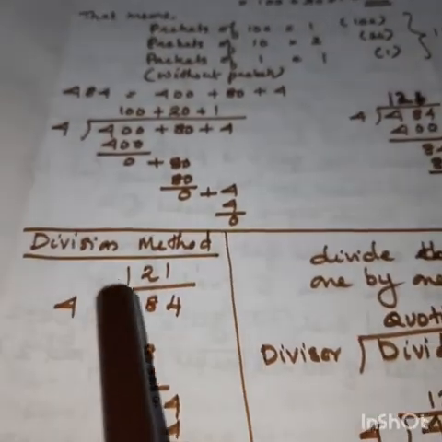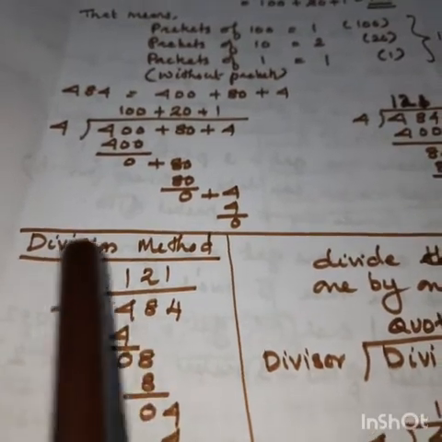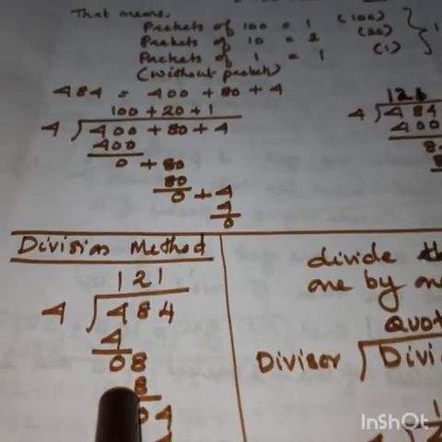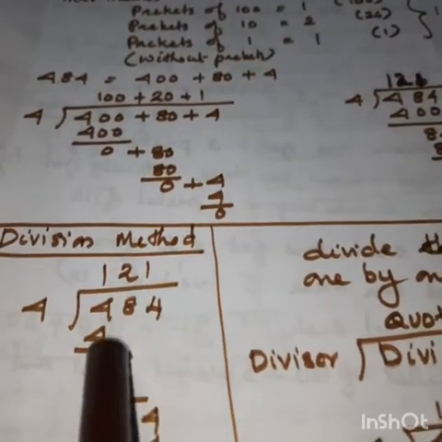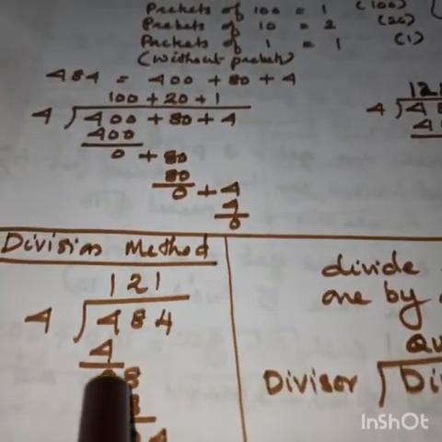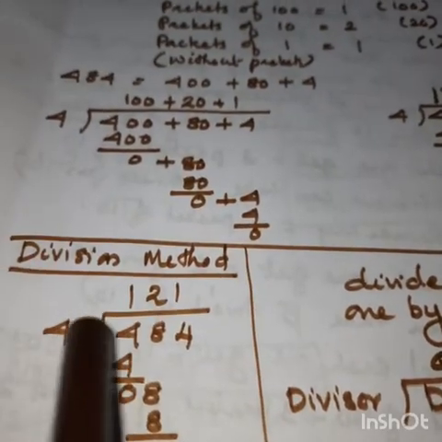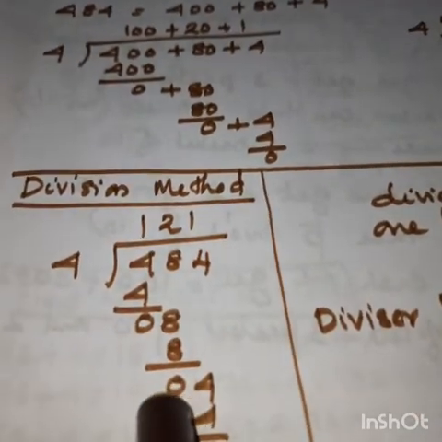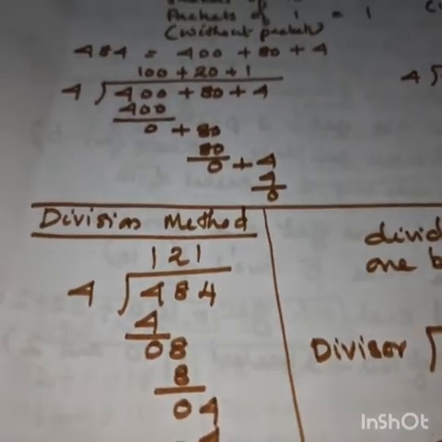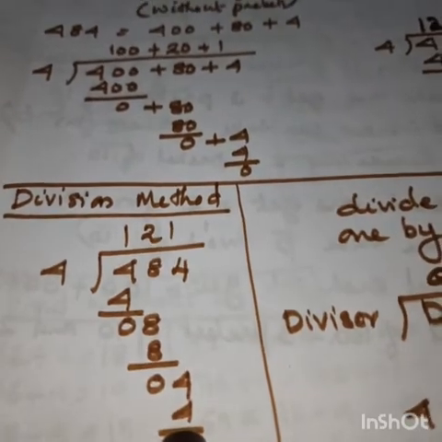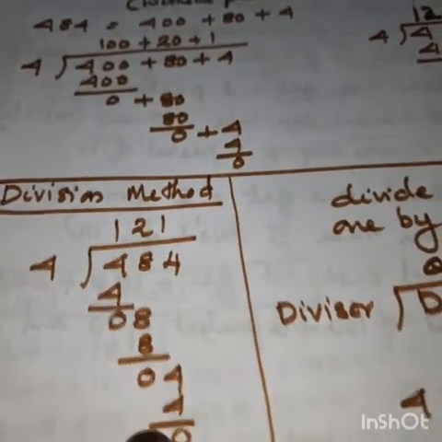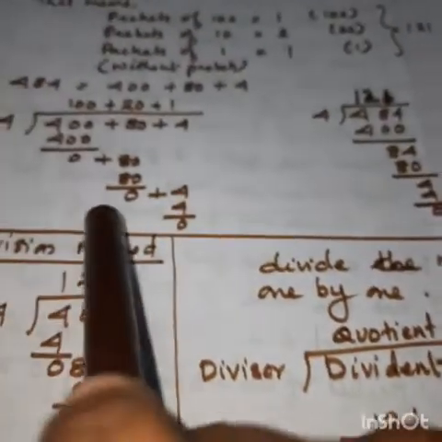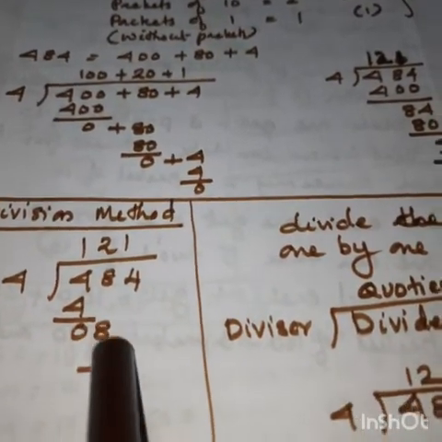In 4 there is 1 four. That is 4 into 1, 4. 4 minus 4, remainder 0. Then the next number is 8. 4 2s are 8. Therefore, 4 into 2, 8. Then there is nothing remaining. The next number is 4. In 4, 4 1s are 4. Therefore, there is no remaining. Then 121 is the answer.